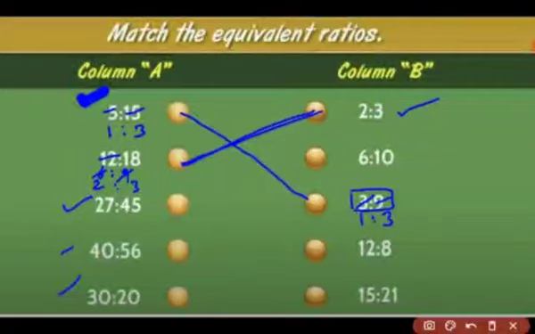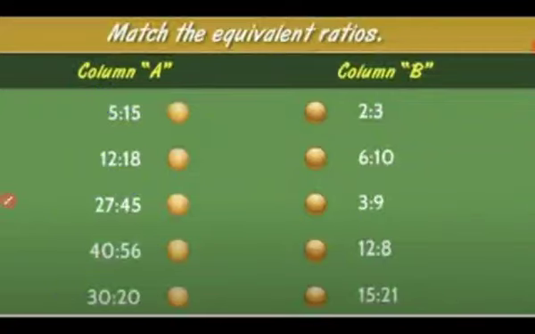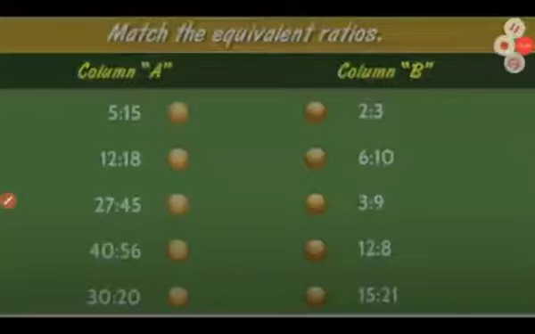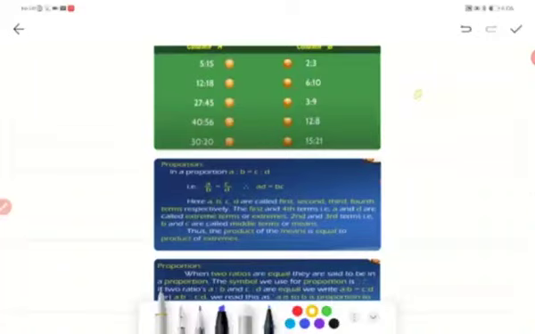Now let's move on to the next part of the problem. We have seen equivalent ratios till now in this video, isn't it? That is also called a proportion. So when two ratios are equal, we say they are in proportion. Many examples we have seen in the video just now.